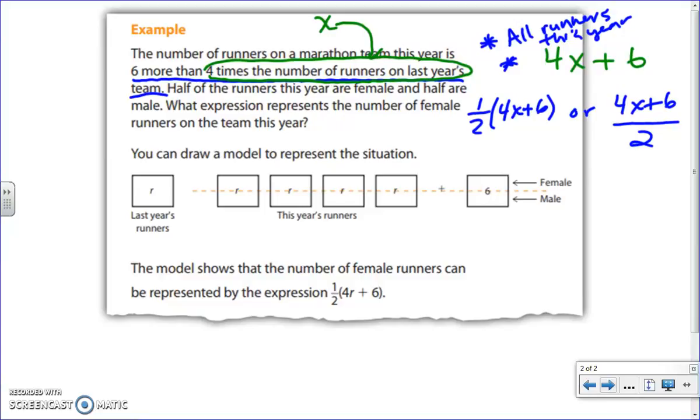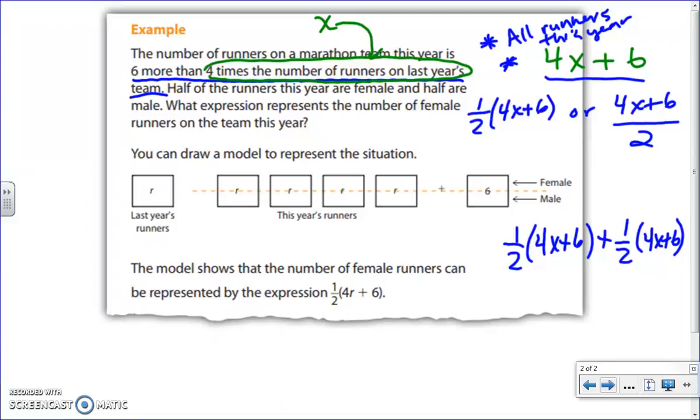So this expression would actually represent either the males or the females because it's 1/2. So really what we have for 4x plus 6 is half males and half females. Okay, half plus a half will make a whole, 4x plus 6. So it says, what expression represents the number of female runners on the team this year?